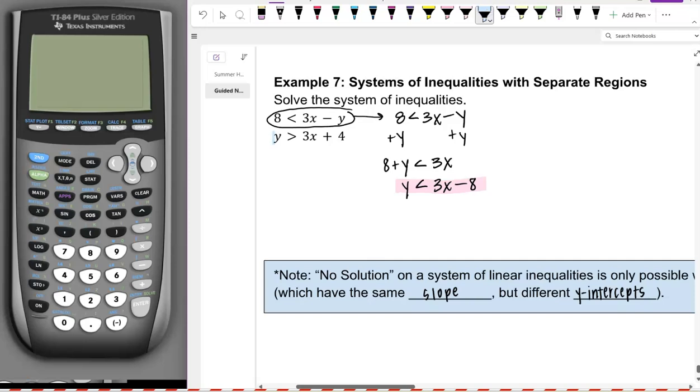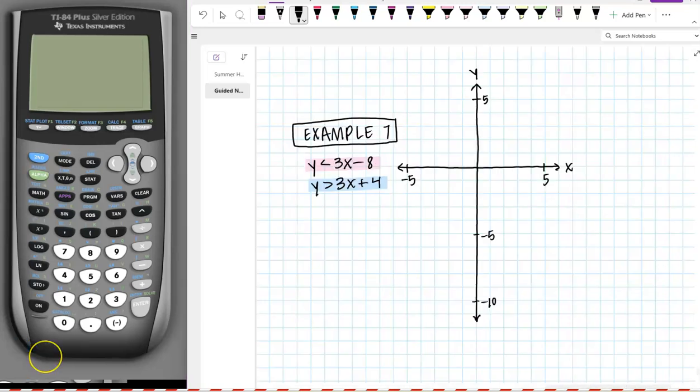And my other expression also has a slope of 3x, but a different y-intercept, so I know these lines are going to be parallel right off the bat. They both have a slope of 3, but a different y-intercept. So let's go to the graph paper and get these graphed.